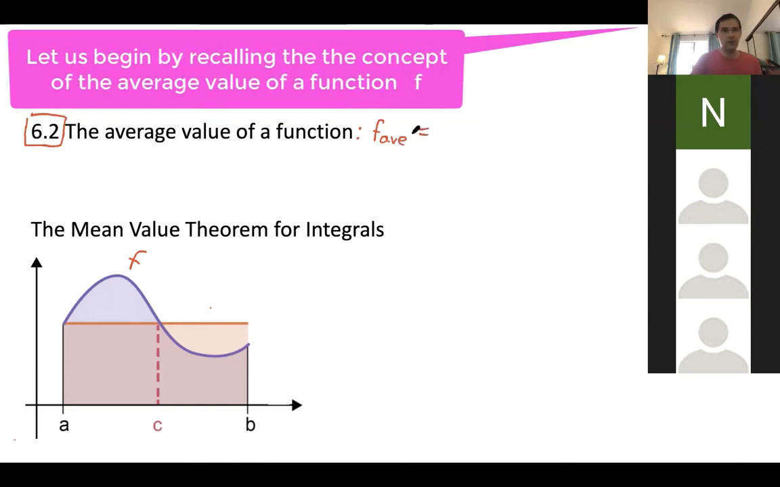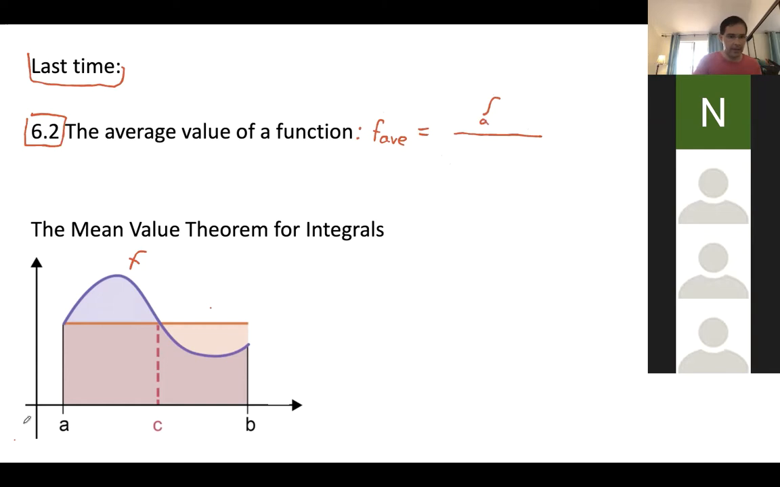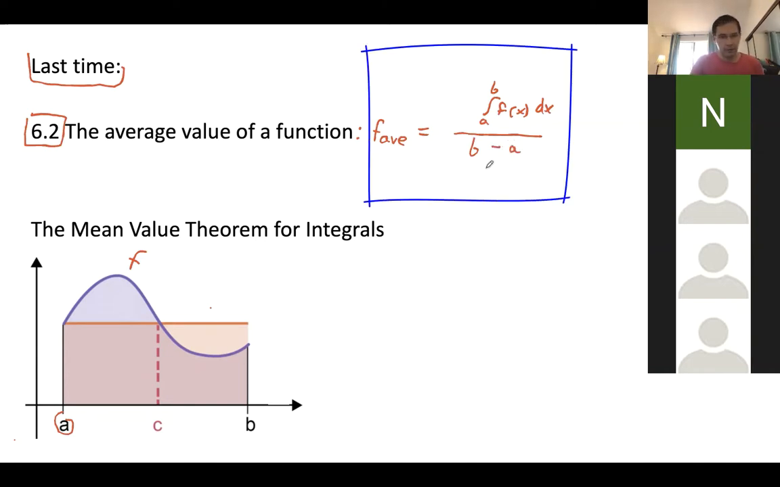The average value of this function f is a number, and more specifically is a fraction, where the numerator is simply the definite integral of this function f from a to b of f of x dx, and this number is divided by the length of the domain of this function, which is simply b minus a. So the whole thing is divided by b minus a. And this is the average value of the function.